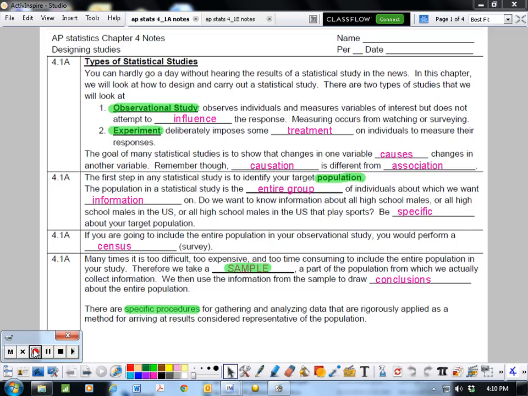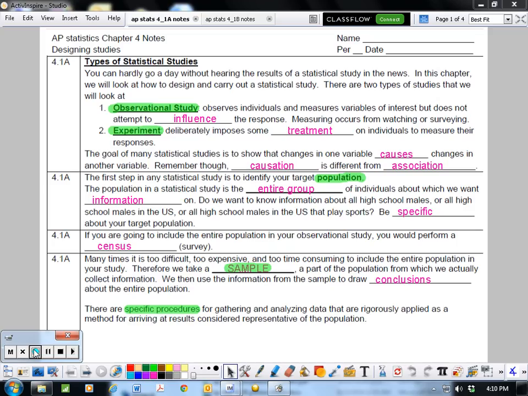Now, observational studies are a lot easier, but the results really can't establish any sort of cause and effect. And so that's where we kind of hit the limitation with observational studies. But with experiments, we're deliberately imposing some sort of treatment. And in section 4.2, we really delve in deep into how to run an experiment properly so your results are actually reliable results and something that you can actually do something with.